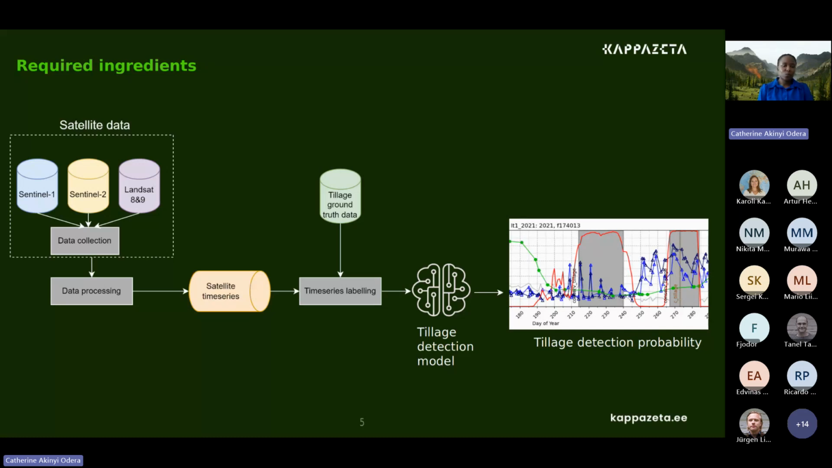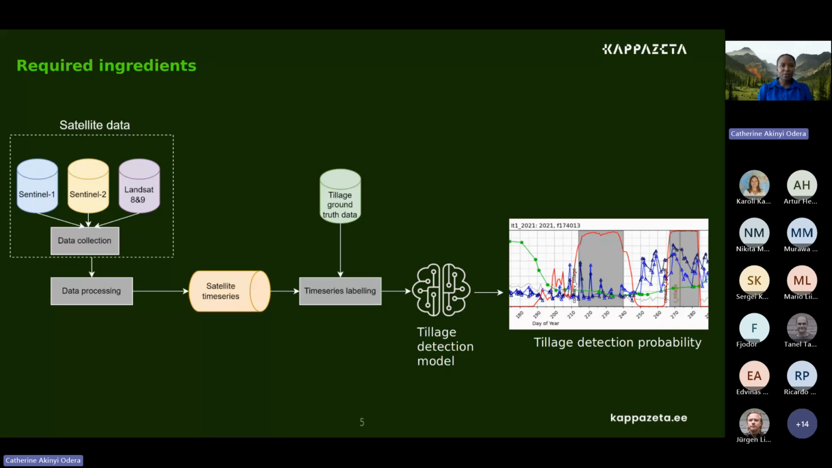And from Sentinel-1, we made use of backscatter and coherence information. And from Sentinel-2 and Landsat, we derived indices that would help us to identify the different types of tillage practices. After that, we did some data processing, and then we derived the satellite time series, which required time series labeling, which would act as input for the model.